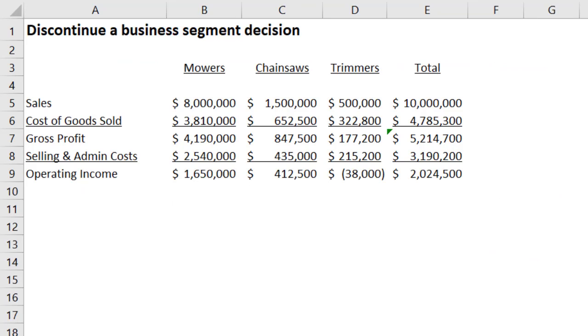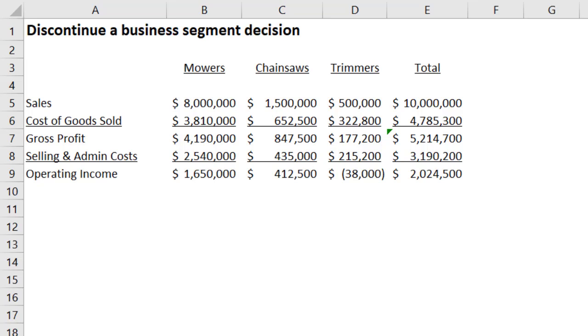We have a business that has brought us this report. It shows that our company, which makes 3 different products, mowers, chainsaws, and trimmers, has one business segment based on product type that seems to have a negative operating income, negative profitability of $38,000. Managers in other departments figure the best thing to do is to get rid of the trimmer division, and that would logically make our operating income go up by $38,000. However, what we'll see is that getting rid of the trimmer division will actually hurt us.